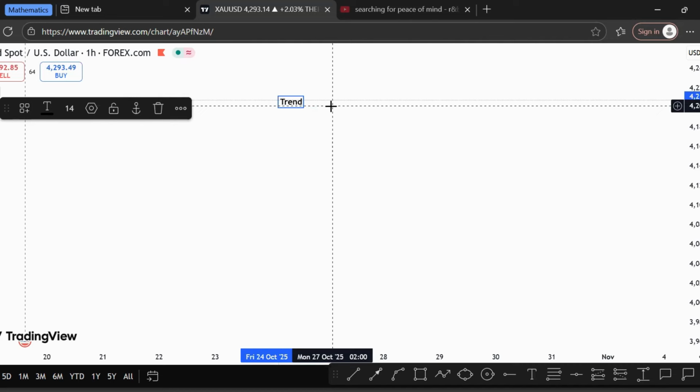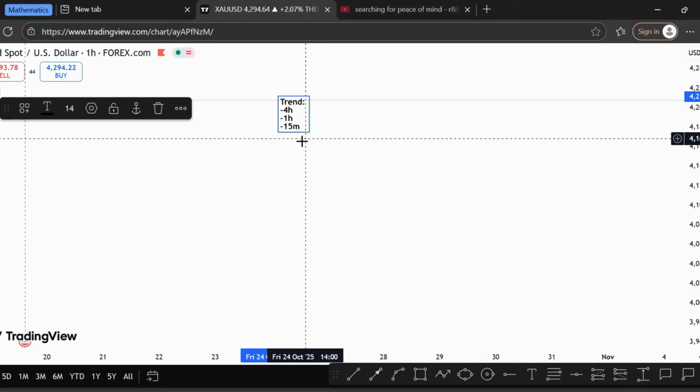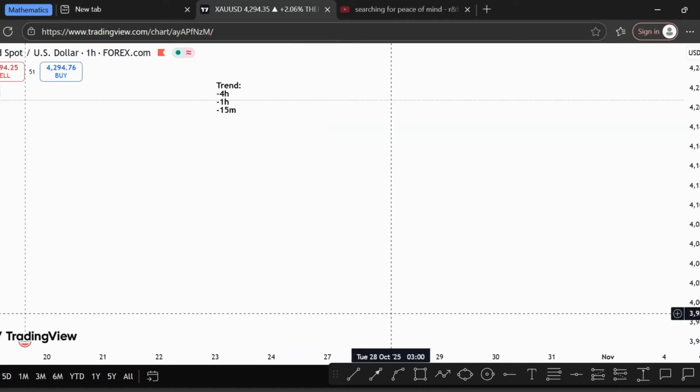I'm looking for a trend, right? The time frames I'm gonna use to look for trends: I'm gonna use the 4 hour, I'm gonna use the 1 hour, I'm gonna use the 15 minute. This is where you find the trend, right?